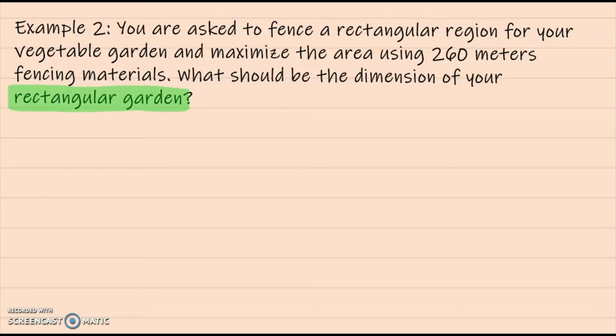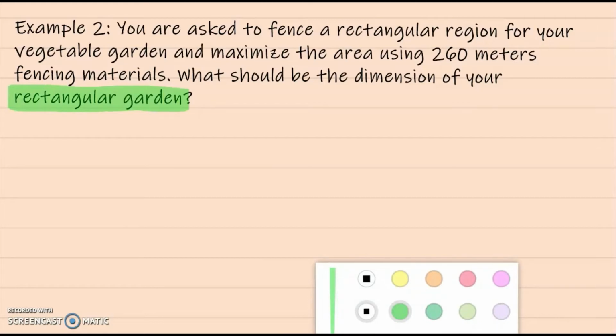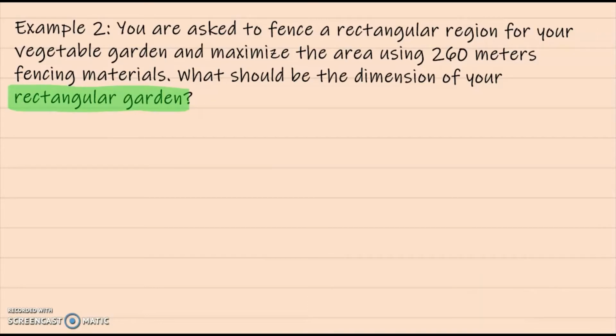Meaning to say, it will be better if we are going to visualize the garden. So let's say that this is our rectangular garden. Let this side be x and then y, and of course this is x and this is y.